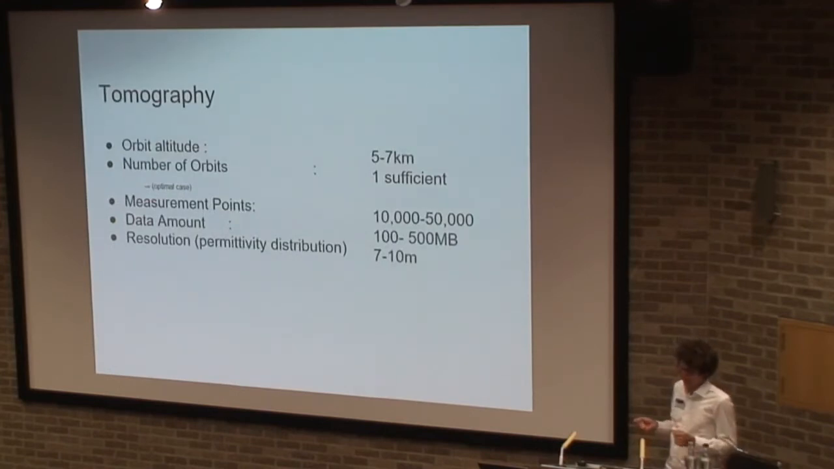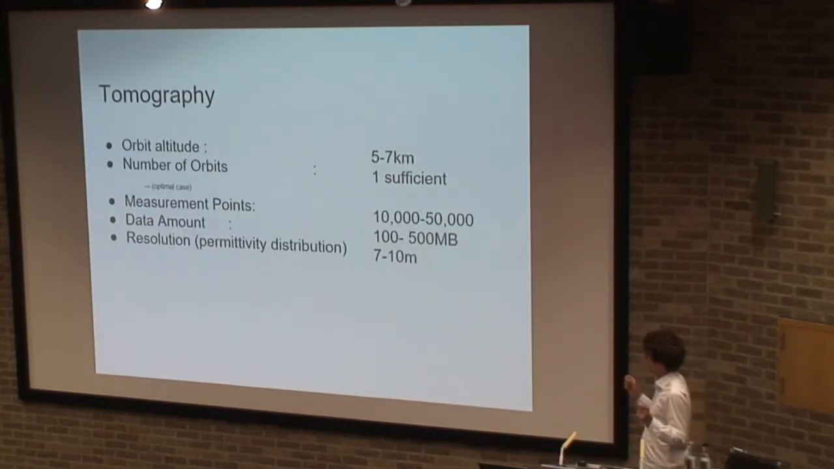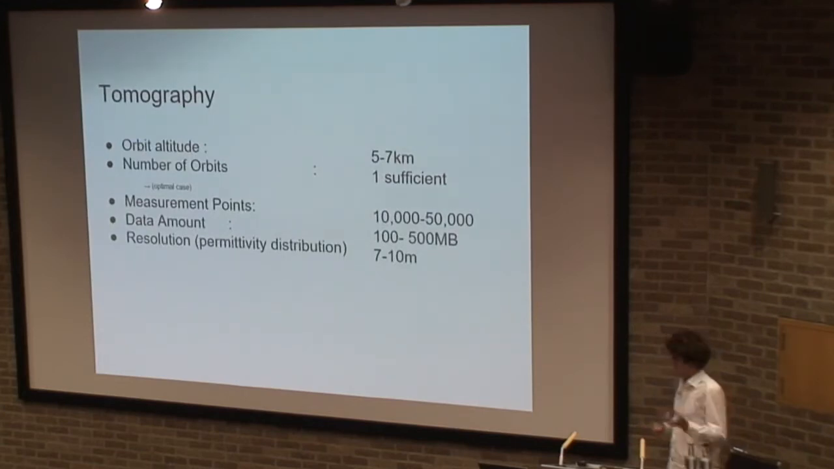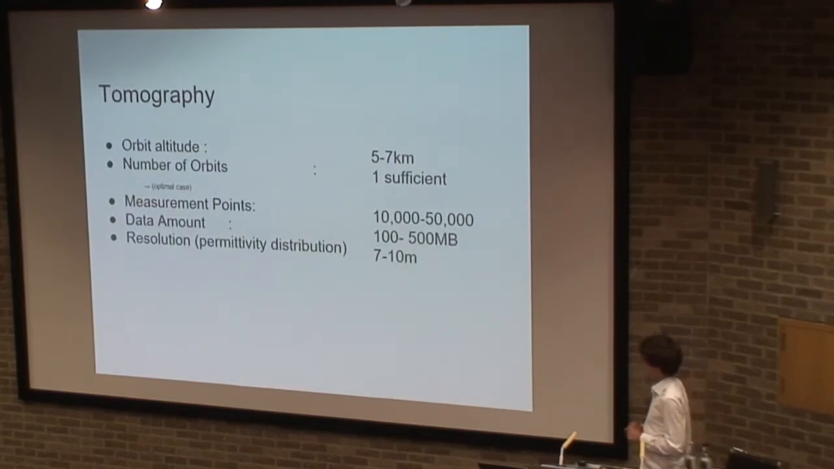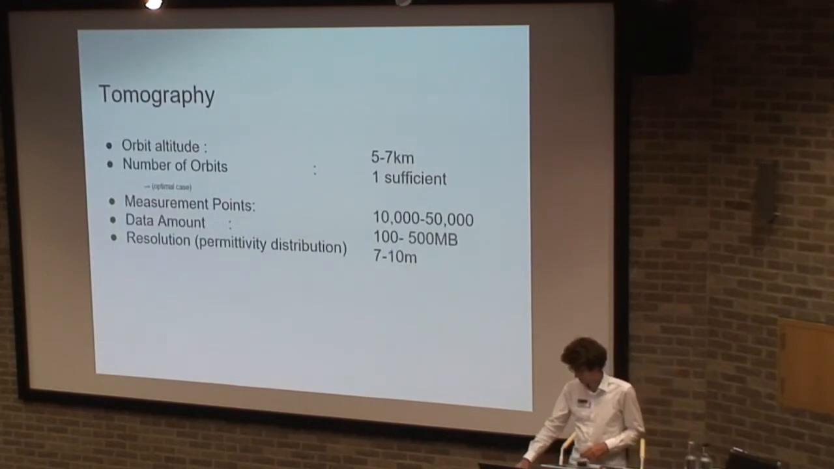This is with the assumption that the spin of the asteroid is not parallel to the orbit axis we have with the orbiter. So basically, we take around 10 to 50,000 measurement points, and we have a total data amount between 100 and 500 MBs, which gives us eventually, with the twin configuration, a resolution of about 7 to 10 meters. Actually, more satellites increase this accuracy, while more data points just slightly increase the quality of the measurement.